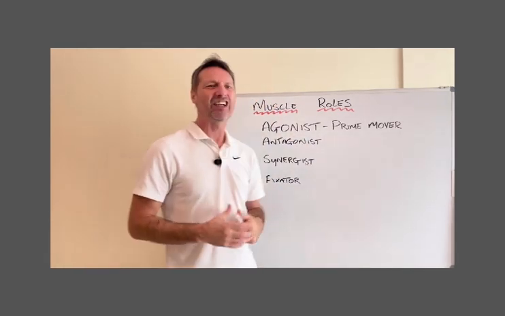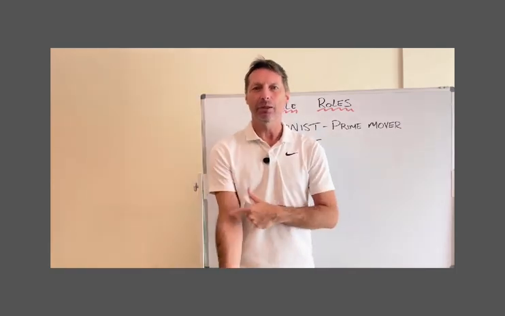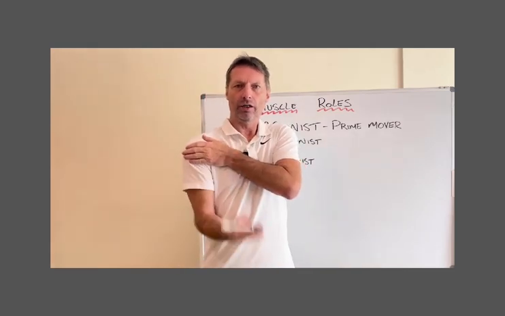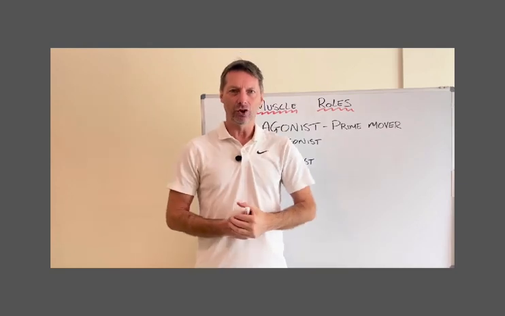Lastly, we have the fixator muscle. What muscle is giving joint stability on elbow flexion? Look at the big muscle in your shoulder. It would be your anterior deltoid.